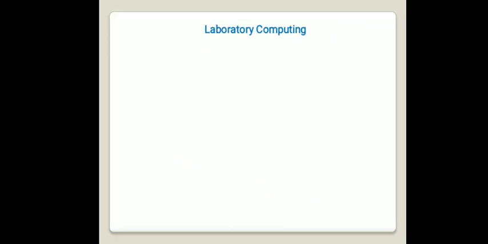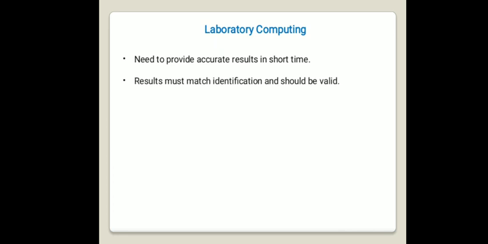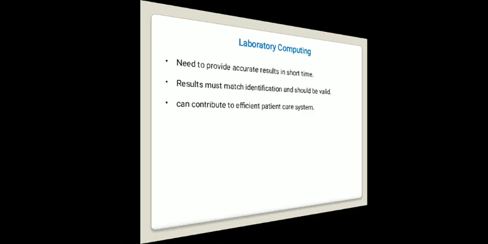Then let's see the computers in laboratory computing. The primary objective of a clinical laboratory is to provide accurate results in a short period of time. Laboratory analysis includes blood chemistry or hematology, photometry, microbiological studies, etc. Results must match with the patient identification details and should be valid. Quick access to the laboratory system can contribute to an efficient patient care system.